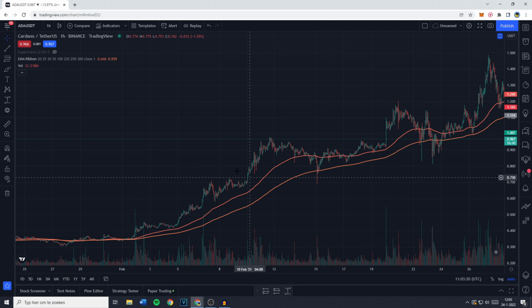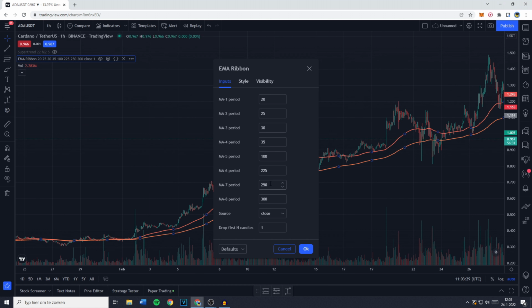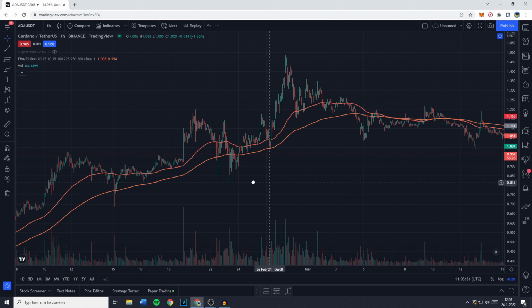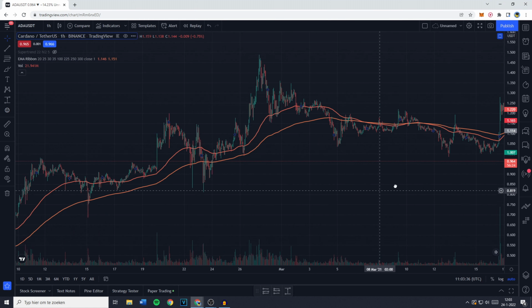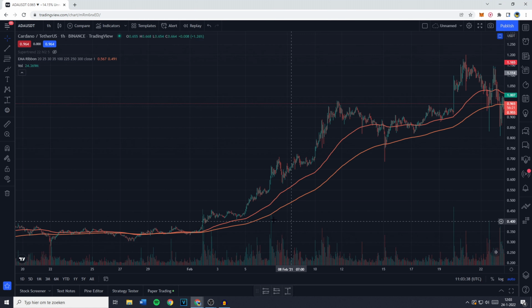However, if you're going to up the 50 EMA to the 100 EMA and the 200 EMA to the 225 EMA, you will actually have a lot less false signals and the crosses will still be valuable. And that's what I want to show you guys as of right now.